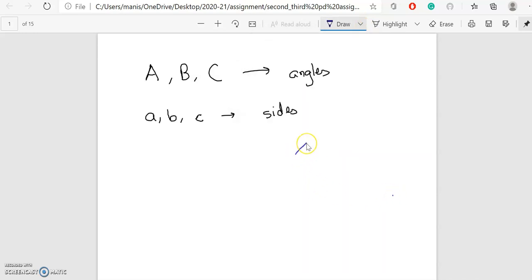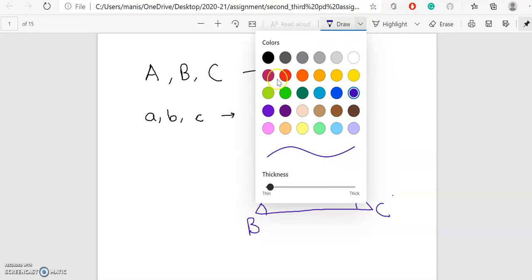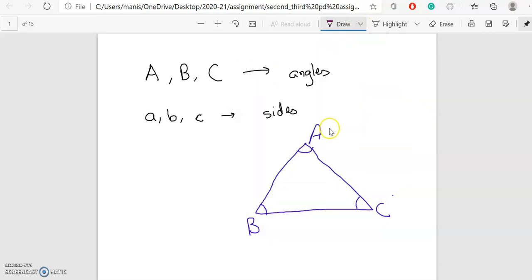Now let's take an example. I have a triangle over here. This is my A, this is my B, this is my C. These are angles. Look here, uppercase means angles. From now onwards, you have to keep in mind the side which is opposite to the angle. When I talk about a side, I talk about this. This will be represented by the lowercase of this angle.